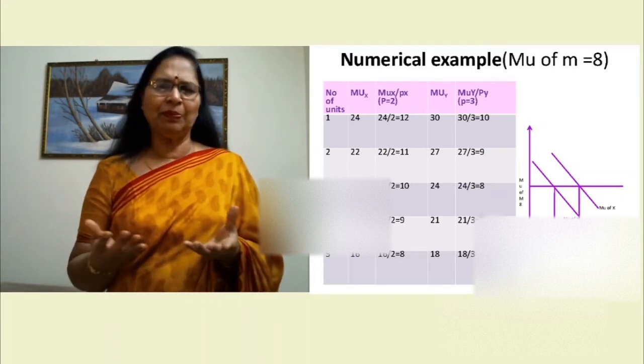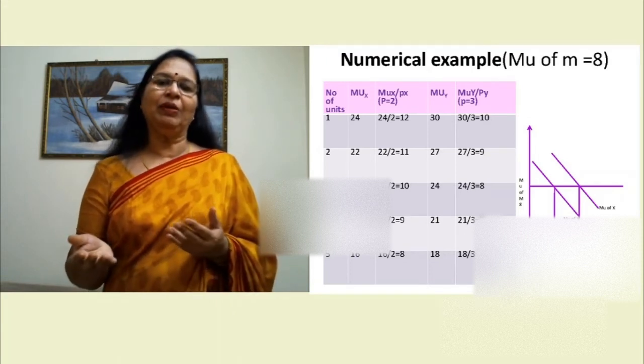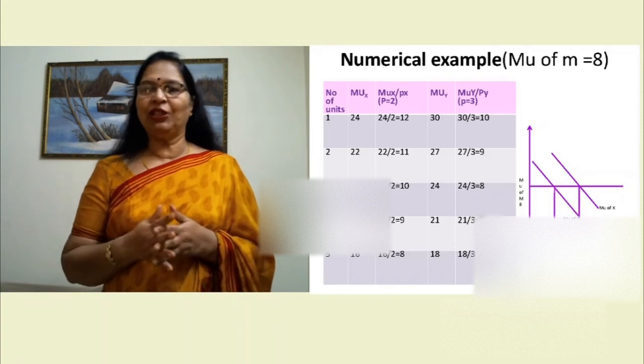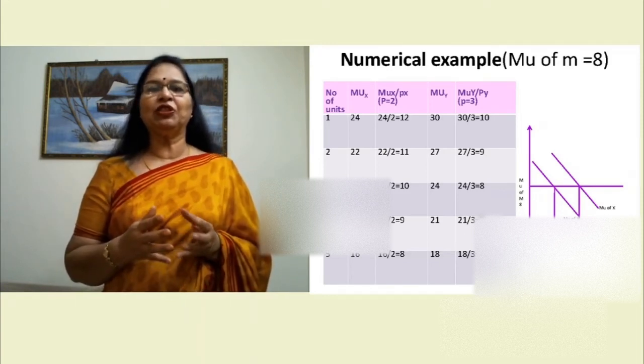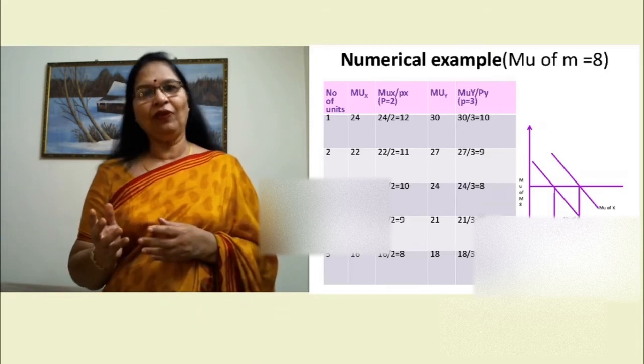Now that's very simple. You can see it in the diagram. On the vertical axis you have marginal utility, and on the horizontal axis you have the marginal utility of Y and the marginal utility of X.